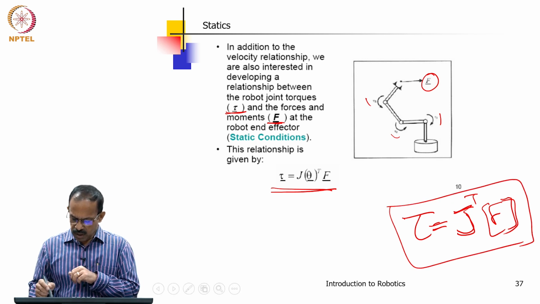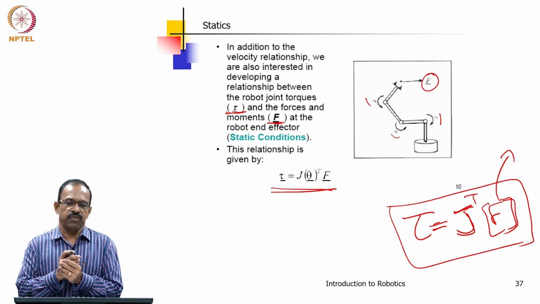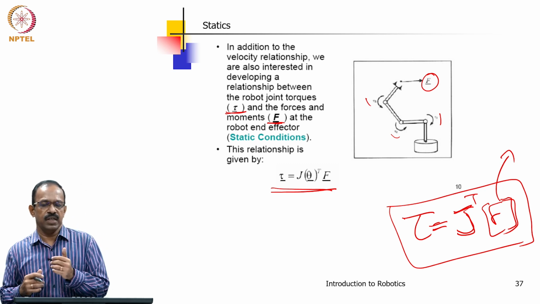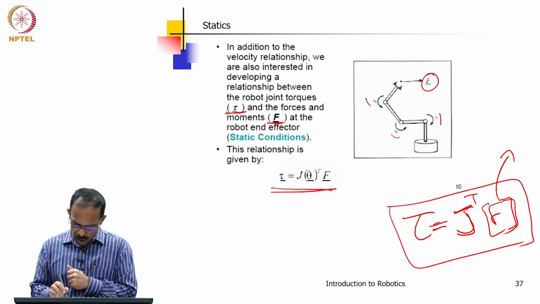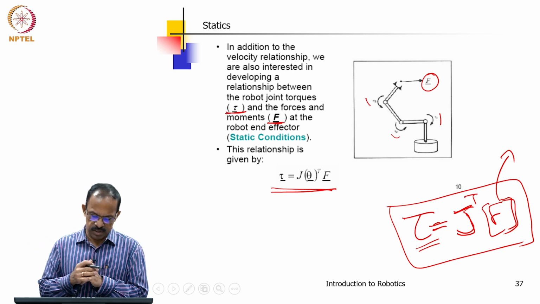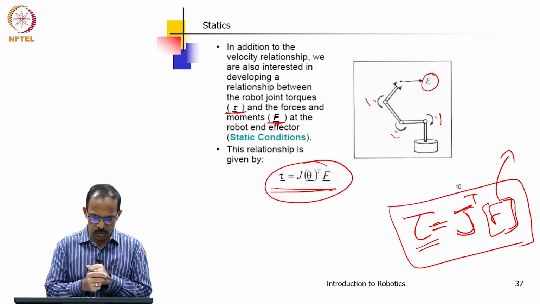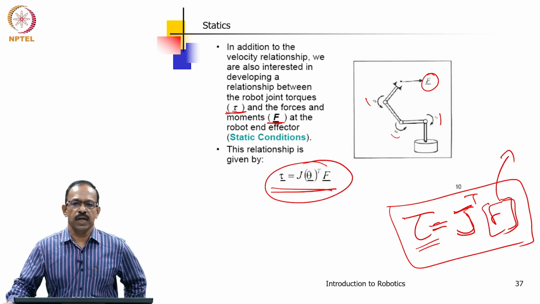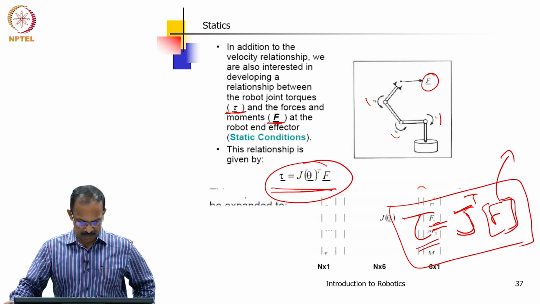Now, if you know the forces and moments acting, Fx, Fy, Fz and Mx, My, Mz, the 3 forces and 3 moments, then we will be able to find out the torque acting at the joints based on this relationship, tau is J transpose F. This is the relationship that we will be using to do the static analysis, and J is the Jacobian of the manipulator.